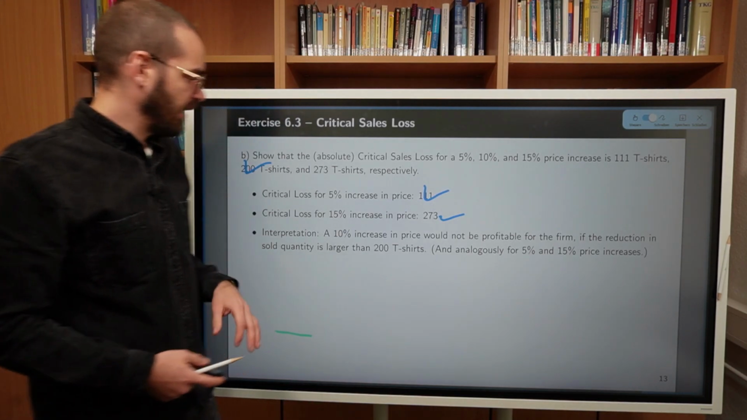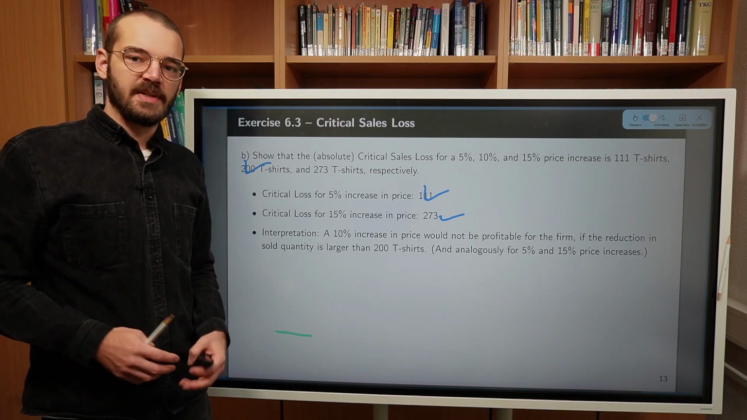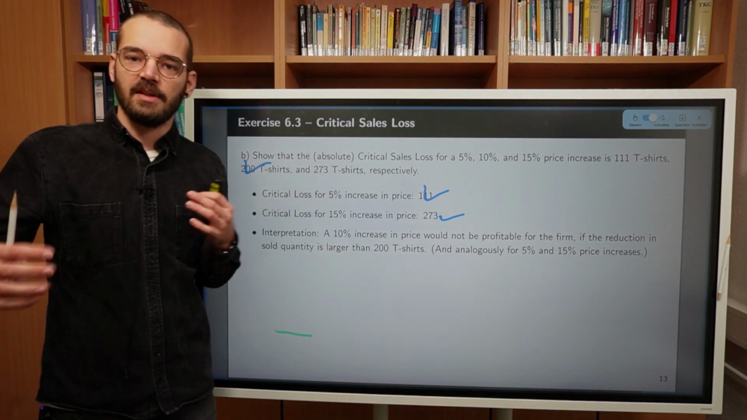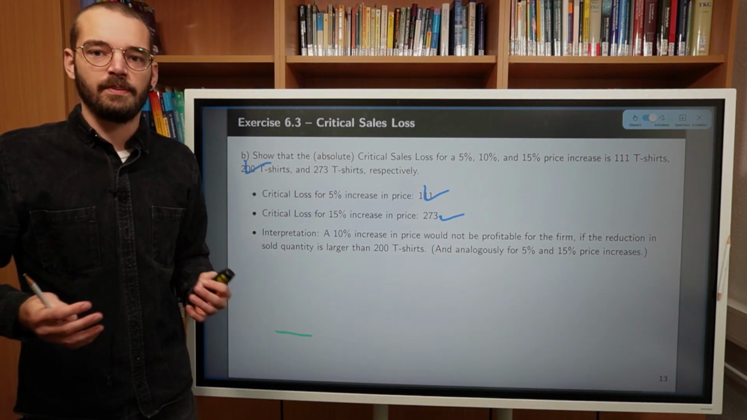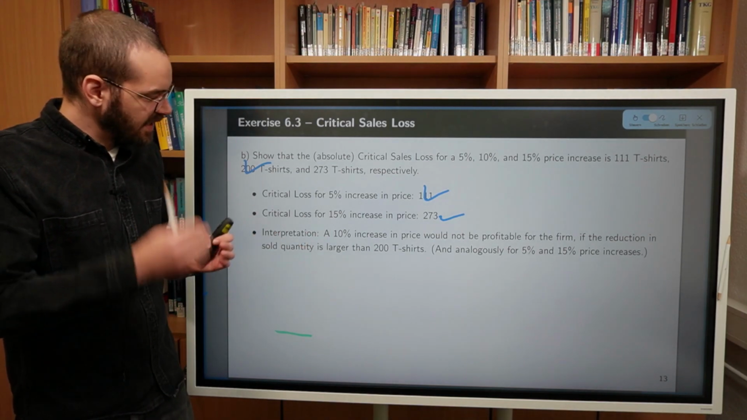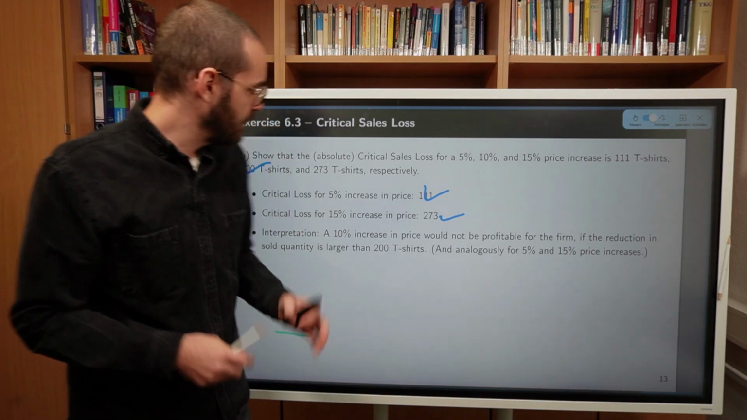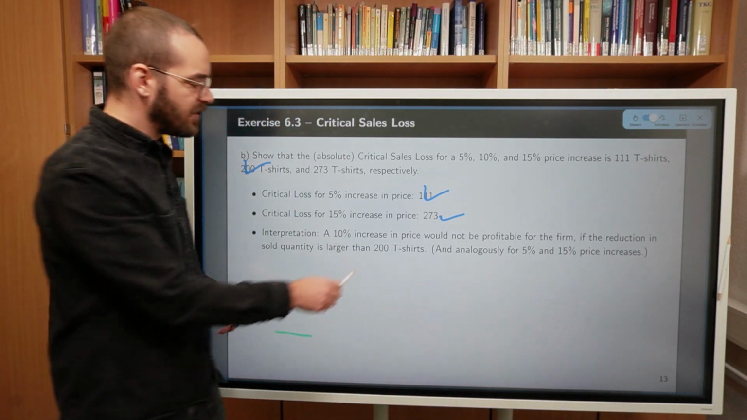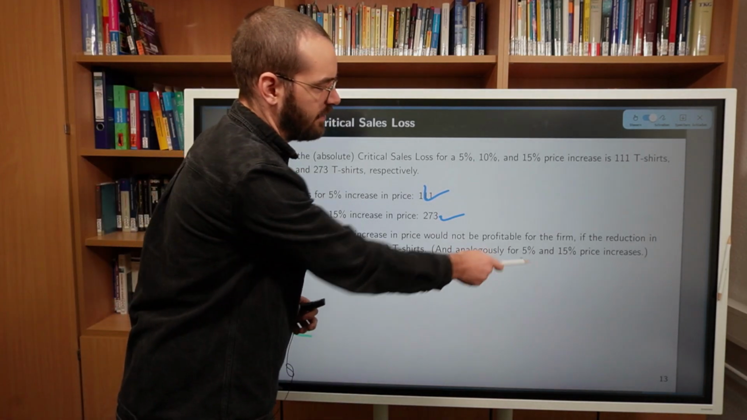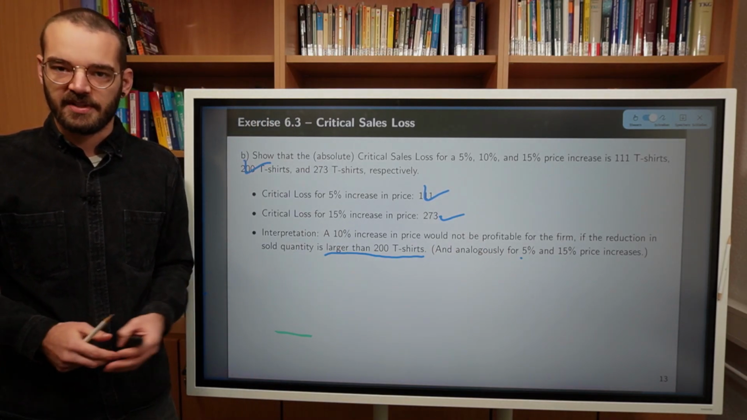And then just to sum up this whole exercise, the interpretation of each of these combinations of price increase and quantity respectively would be that in the example of the 10% price increase, a 10% increase in price would not be profitable for the firm if the reduction in sold quantity is larger than 200 t-shirts, and analogously for 5 and 15% increases. Just switching out the numbers, of course.